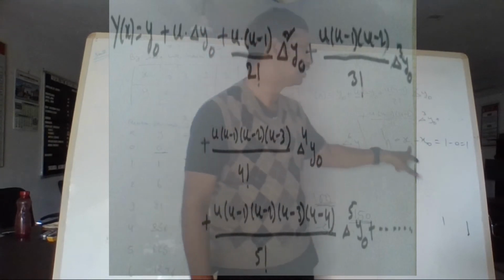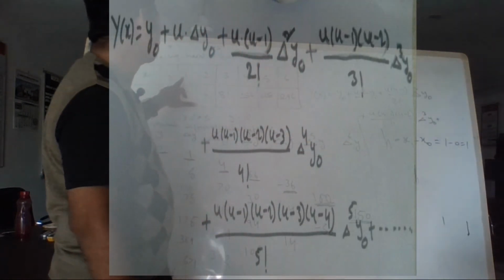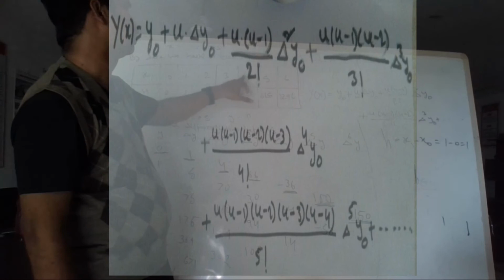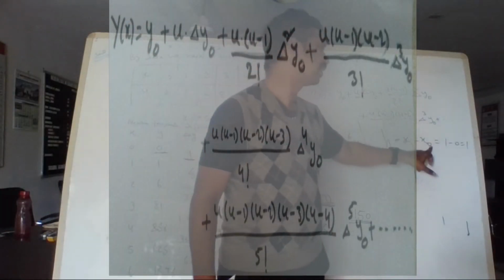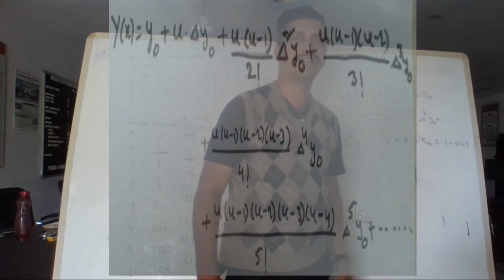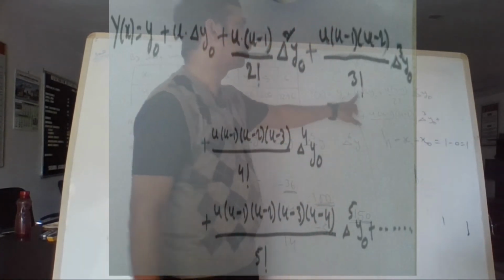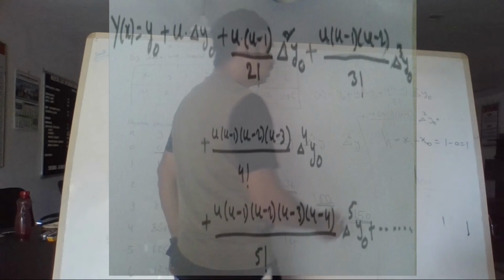The value of h is x1 minus x0, the difference between any two successive terms. So 5 minus 4 or 6 minus 5, or x1 minus x0, 1 minus 0. The value of h is 1. Next we have to compute the value of u.